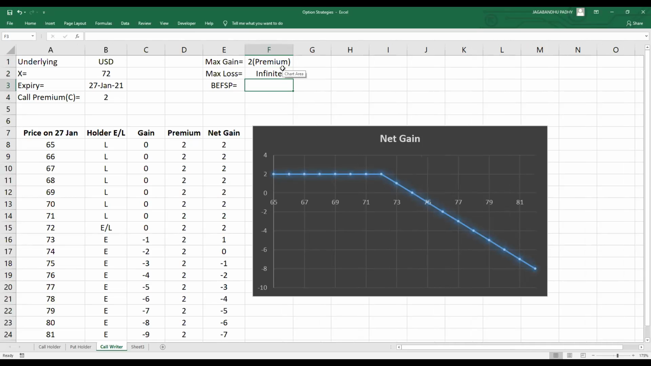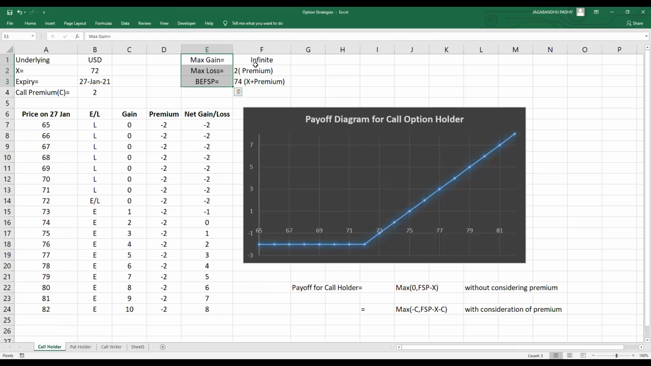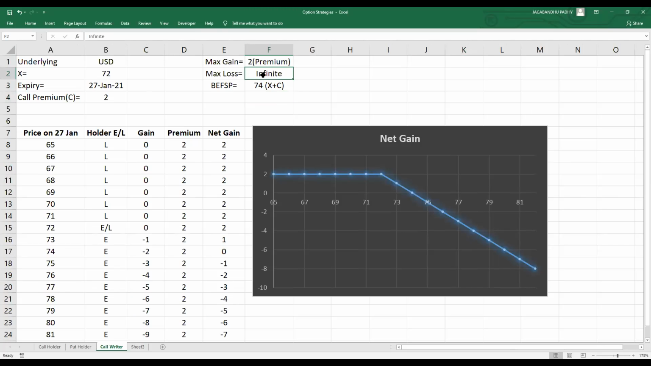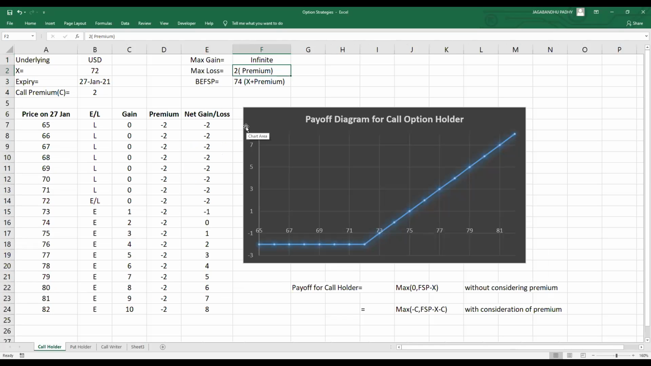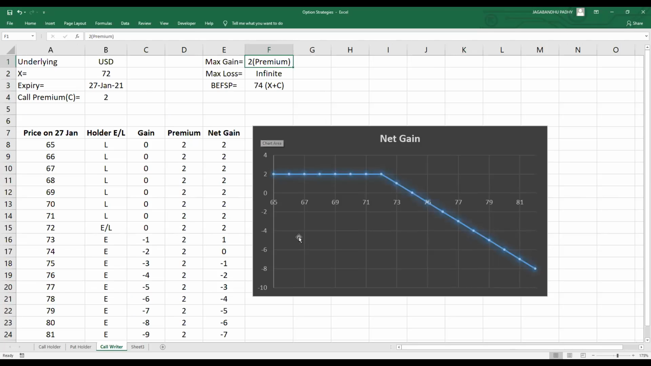Break even FSP, कहाँ पे break even हो रहा है? It's at 74. But if I just want to make it a more formalized way, more in a formula way, X is 72, 74 minus 72, that is X minus C or plus C? X plus C. C होगा, plus C होगा ना? So as you can observe, holder के सामने जो maximum gain था, वो अब इसका maximum loss हो गया, और यहाँ पे जो इसका maximum gain है, वो holder का maximum loss हो गया. And break even FSP तो वही रहता है.